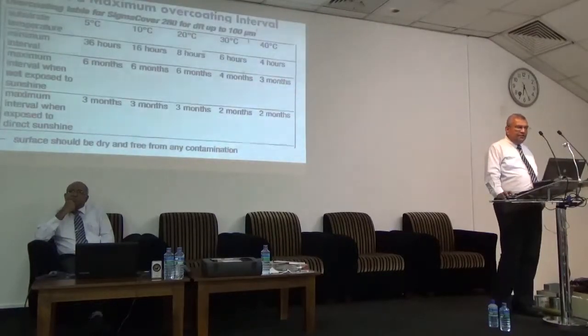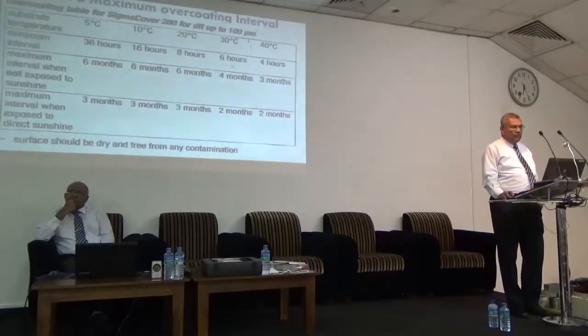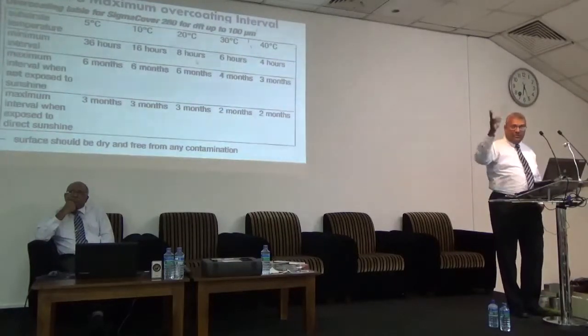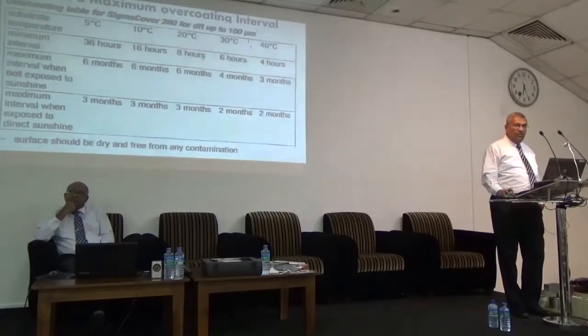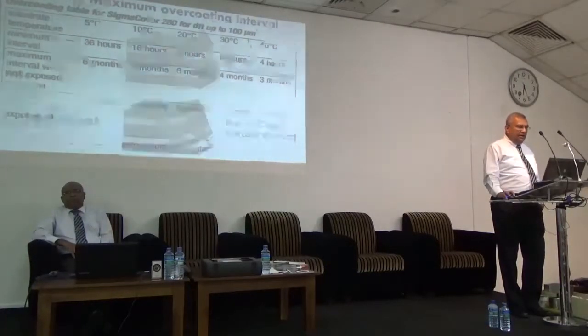So this is a chart what we showed you, the Sigma Cover 280. Minimum is 6 to 4 hours, and the maximum, if you are in 40 degrees C temperature, 3 months. If you are in lower area, 4 months. If you are somewhere else, 6 months. So it's not temperature corresponding. So it is good to apply the very high maximum interval, then your failures will be indemnified.